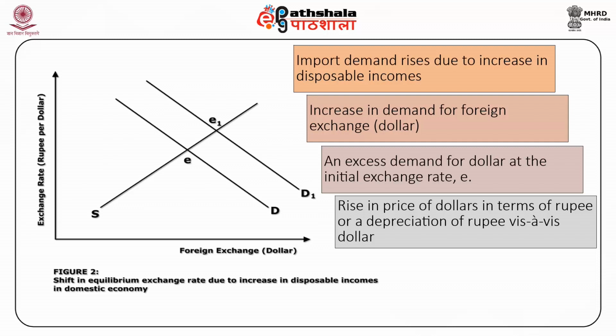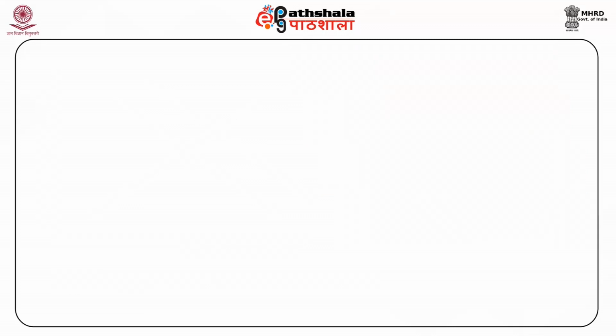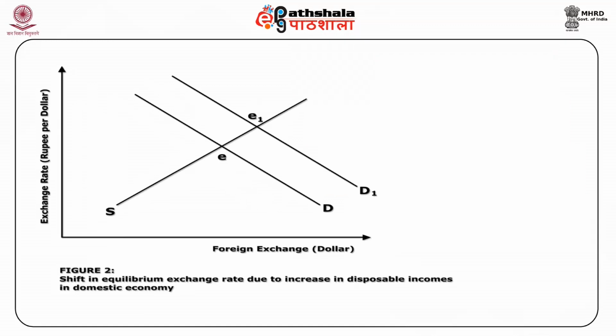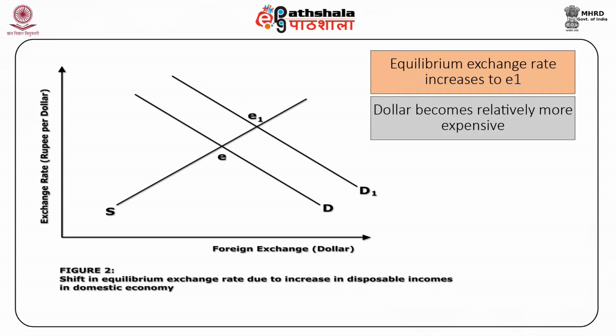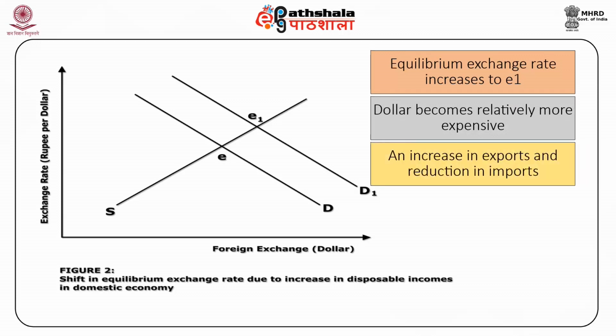You may note that at E1 the rupee has depreciated as a result of the increase in import demand due to increase in disposable income of Indians. Consequent to the shift, the equilibrium exchange rate increases to E1 from its initial level E. As the exchange rate rises, the dollar becomes relatively more expensive and therefore there will be an increase in exports and reduction in imports.